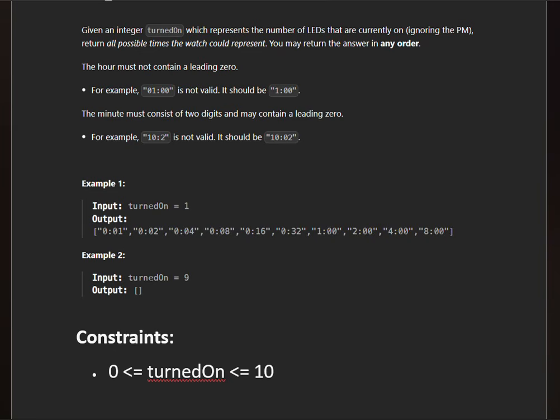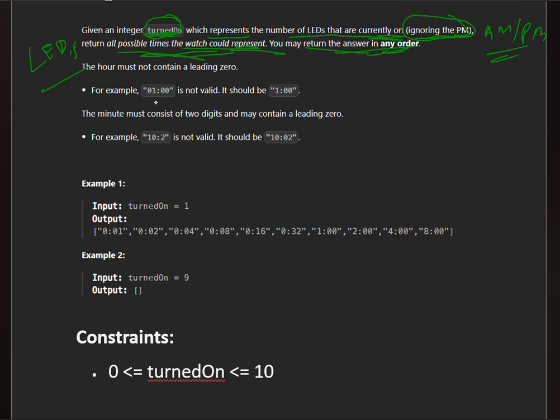Next, here we are given an integer turnedOn, which represents the number of LEDs that are currently on, and we have to ignore the AM or PM LED. We won't be considering that. And we have to return all the possible times the watch could represent with this number of turned on LEDs, and we can return the answer in any order.